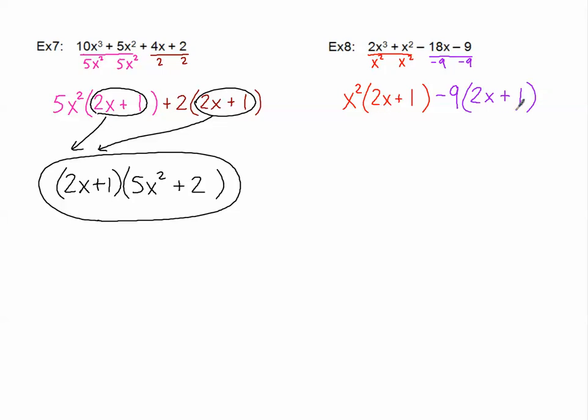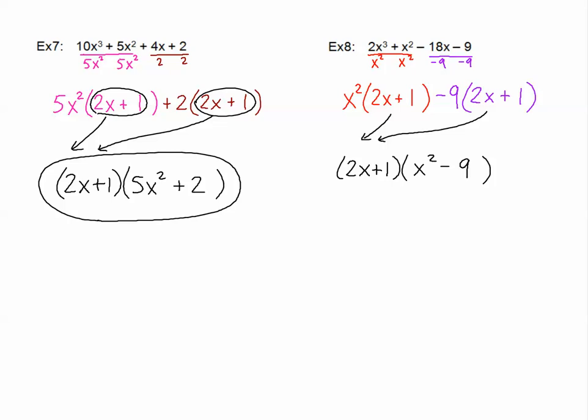So, yep, I've got identical sets of parentheses. So I'm going to factor that out as the 2x plus 1. And let's see what remains. I've got this x squared that'll go here from the first term, right? I've got my red term. I factored out this 2x plus 1, so x squared remains. I've got my purple term, and I take the 2x plus 1 and factor that out, so the minus 9 remains. Okay, we're not finished.